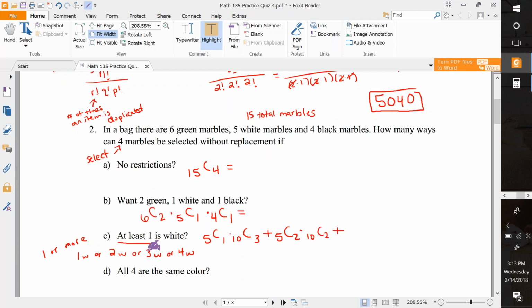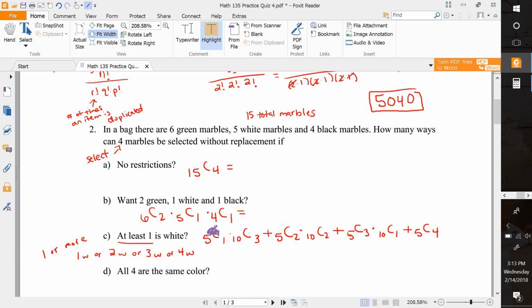And then we would want to do 3 white marbles. So that would be 5 white marbles, choose 3, times the 10 other non-white, choose 1. So notice this still makes a group of 4. And then for our final choice, the all 4, we would choose 5, choose 4. So we're picking all 4 of them. We're choosing them from the white group.